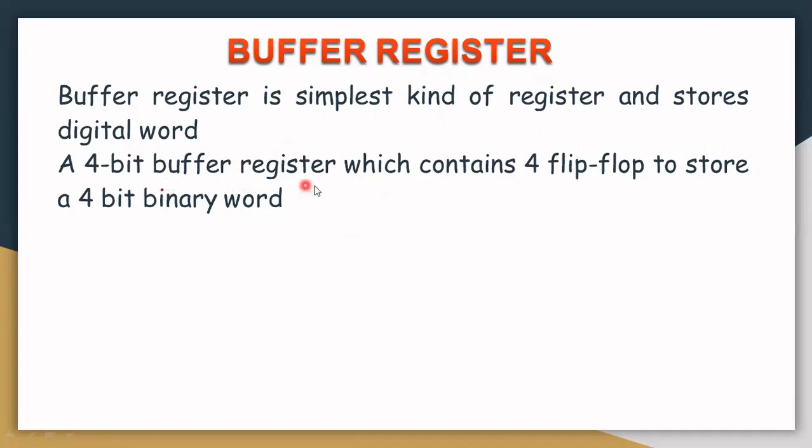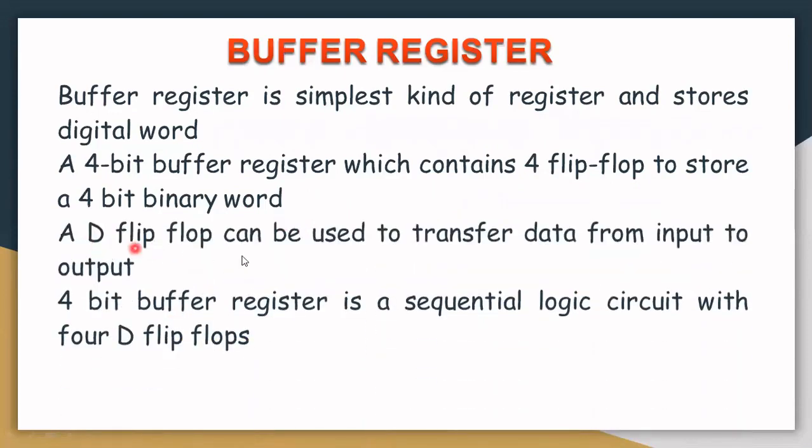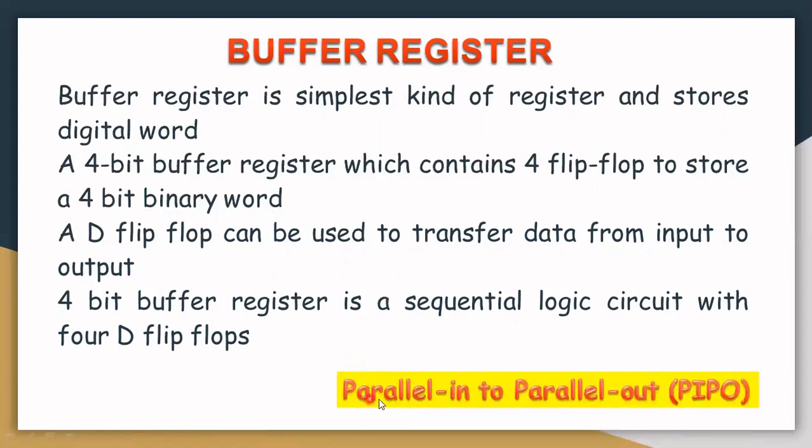A 4-bit buffer register contains 4 flip-flops to store a 4-bit binary word. A D flip-flop can be used to transfer data from input to output. A 4-bit buffer register is a sequential logic circuit with 4 D flip-flops because we have to store 4 digits. So we are using 4 D flip-flops. It is also called parallel in, parallel out.